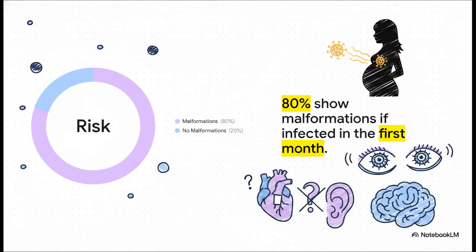But what's really wild is the sheer scale of the threat to the unborn. If a pregnant woman is exposed and the virus crosses the placenta, within the very first month of pregnancy, a staggering 80% of children will show severe malformations. This is congenital rubella syndrome. It typically involves severe tissue damage to the eyes, causing cataracts and blindness, the ears causing deafness, the heart resulting in septal defects, and the brain leading to mental retardation.